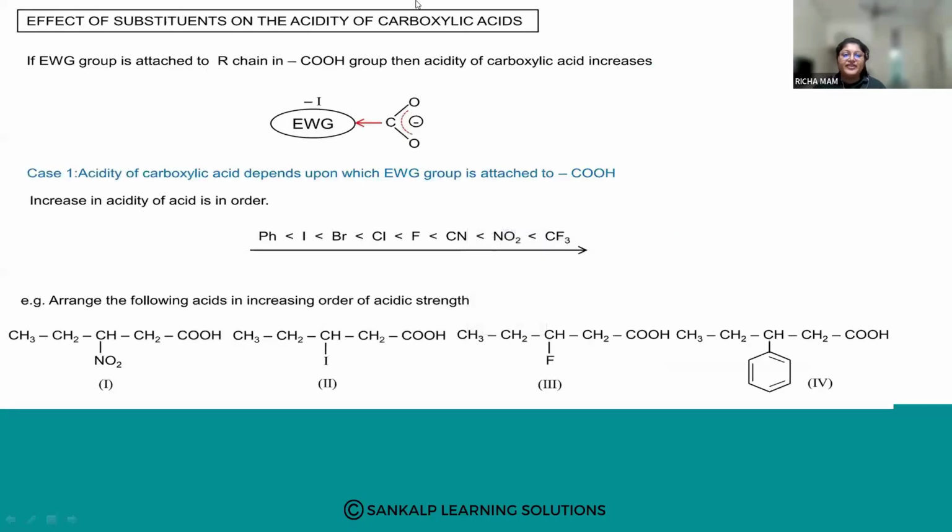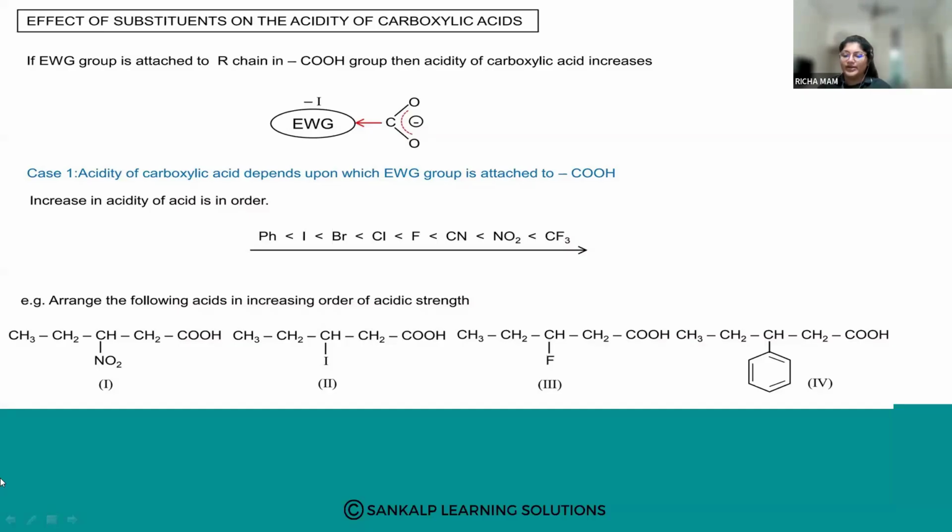Next we will see the effect of substituents on the acidity of the carboxylic group. If an electron withdrawing group is attached to the R chain in the carboxylic acid, then the acidity of the carboxylic acid increases. The electron withdrawing group withdraws the electrons towards itself, so it increases the acidity of the carboxylic acid, and thus it will stabilize the carboxylate ion.